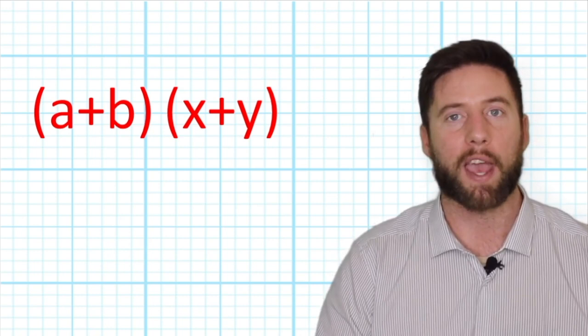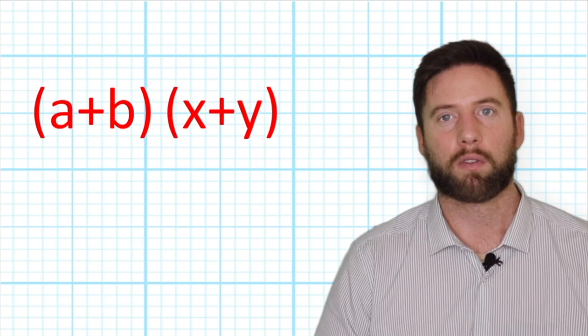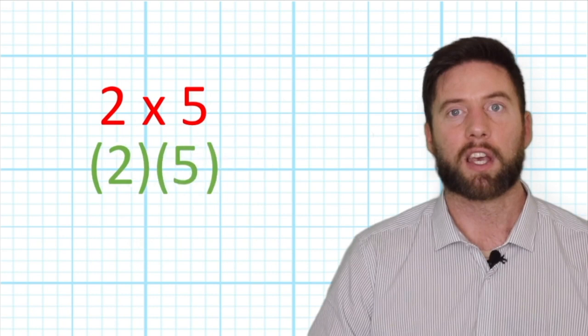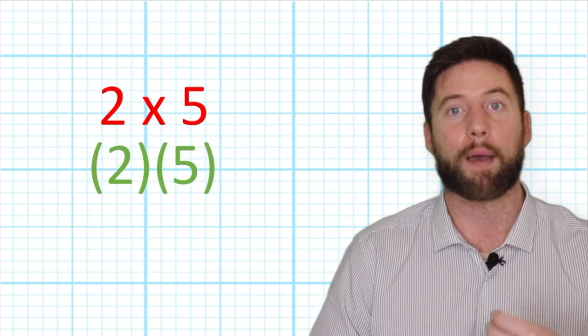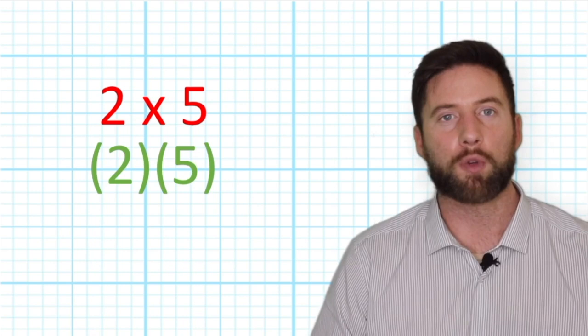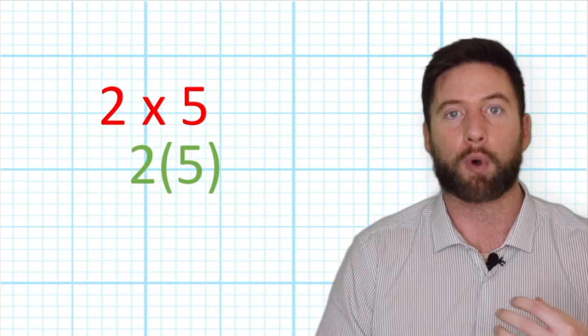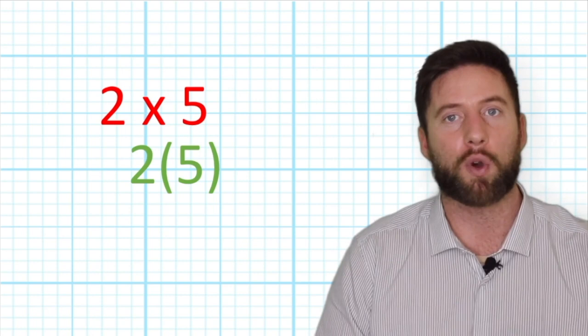So technically, what we could do, going back to our 2 times 5, is we could put them in brackets, in parentheses. Therefore, this cannot be confused with the number 25, and we know, because there's nothing between them, that multiplication is implied. So we would times 2 times 5. Or, if we wanted to, because putting two separate individual things in brackets does look a bit strange in maths, we could put one digit in parentheses and leave one out. Again, multiplication is implied because there's no other symbol between it, so we would still do 2 times 5.